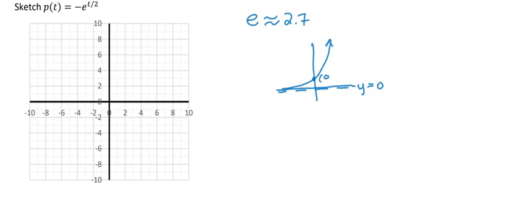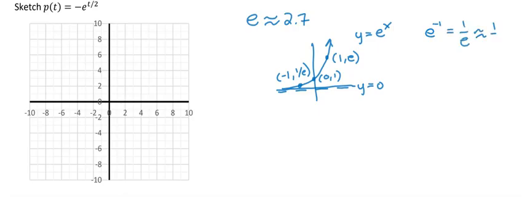They all have the intercept (0, 1). This one will have the point (1, e), and if I want another one, (-1, 1/e). Again, this is just saying that if my function is y equals e to the x, and I plug in -1, e to the -1 is 1 over e, which is close to 1/3.